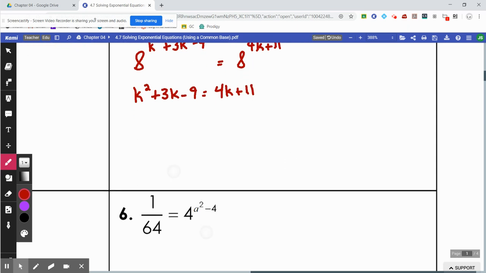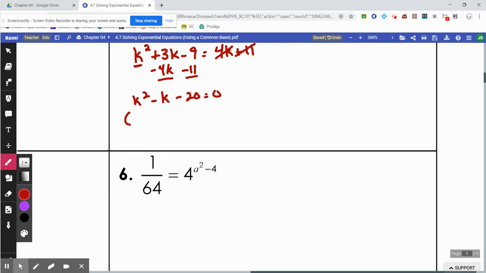We have a quadratic equation because of the k squared, so let's move everything to one side. So let's subtract our 4k and let's subtract our 11. So we now have k squared minus 1k minus 20 is equal to 0. Best way to solve these is by factoring. So two sets of parentheses. K times itself gives me k squared. Adds, multiplies would be a negative 5 and a positive 4. So therefore, my solutions would be k is equal to either a positive 5 or k is equal to a negative 4.